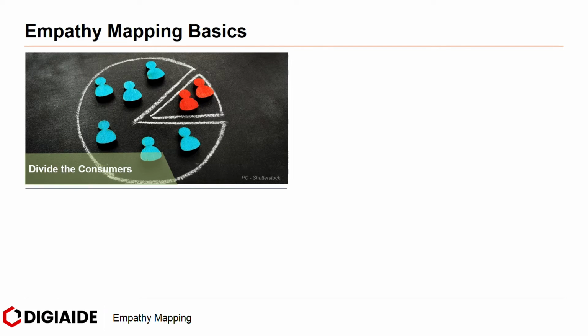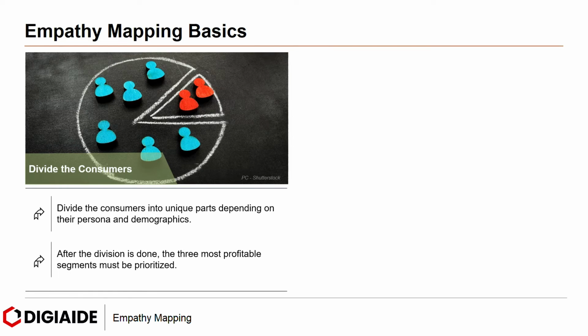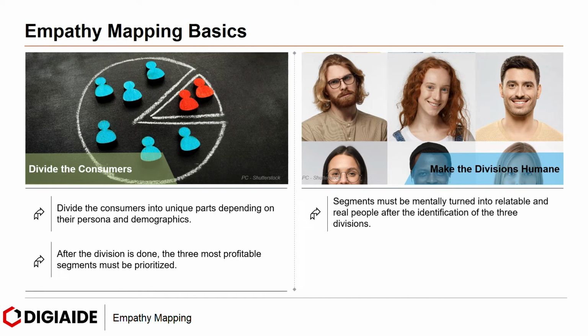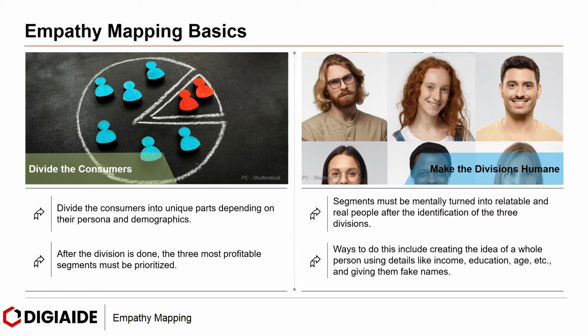First, divide the consumers. Divide the consumers into unique parts depending on their persona and demographics. After the division is done, the 3 most profitable segments must be prioritized. Next, make the divisions humane. Segments must be mentally turned into relatable and real people after the identification of the 3 divisions. Ways to do this including creating the idea of a whole person using details like income, education, age, etc. and giving them fake names. Identifying with the division becomes simpler with this representation of a person.